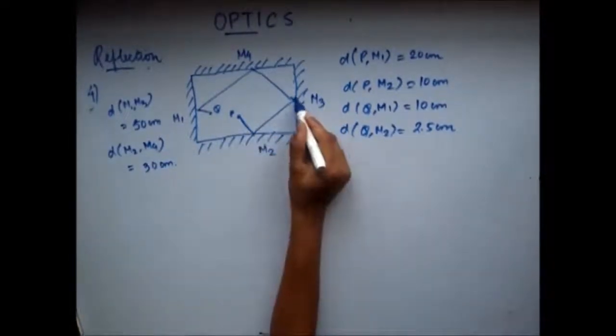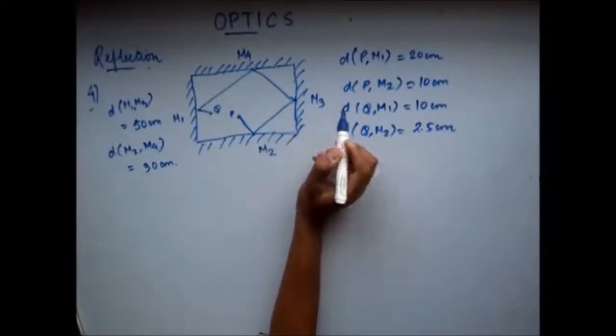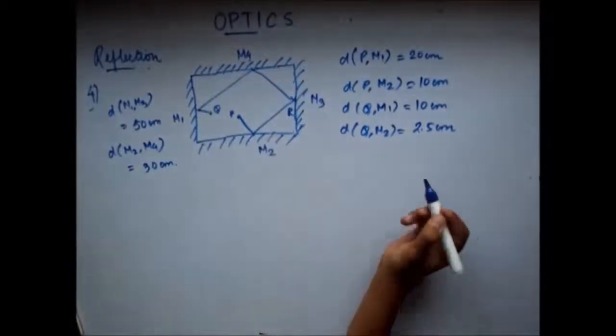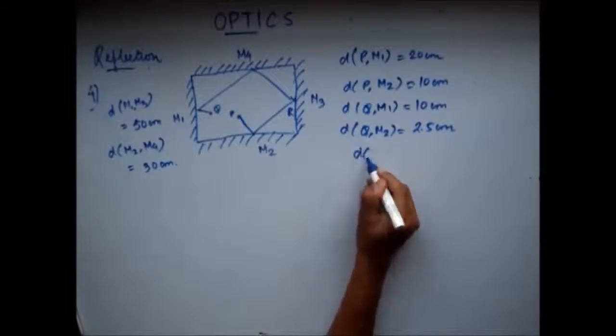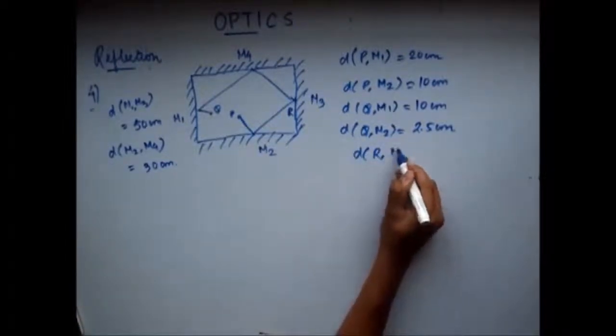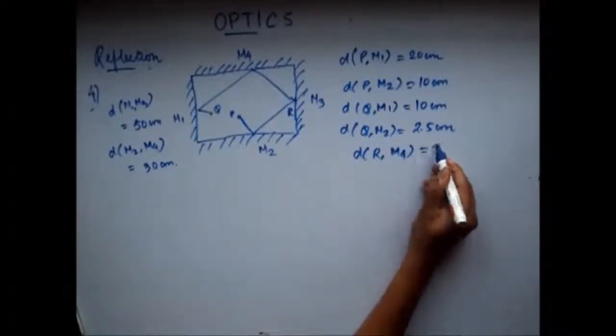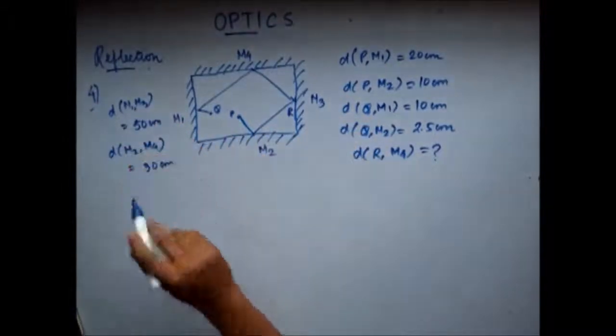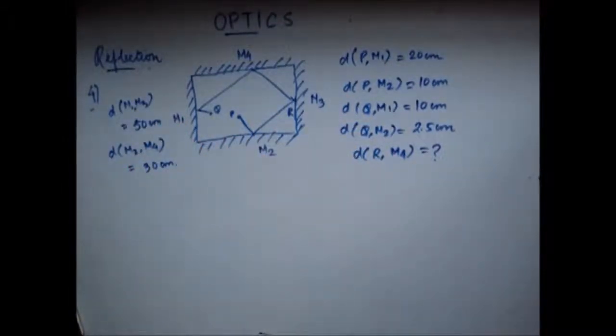The ray is incident on the mirror M3 at point R. So the question is, what is the distance of point R from M4? I need to find this distance. All these distances are given to me. So this is my question. This is a very interesting question.